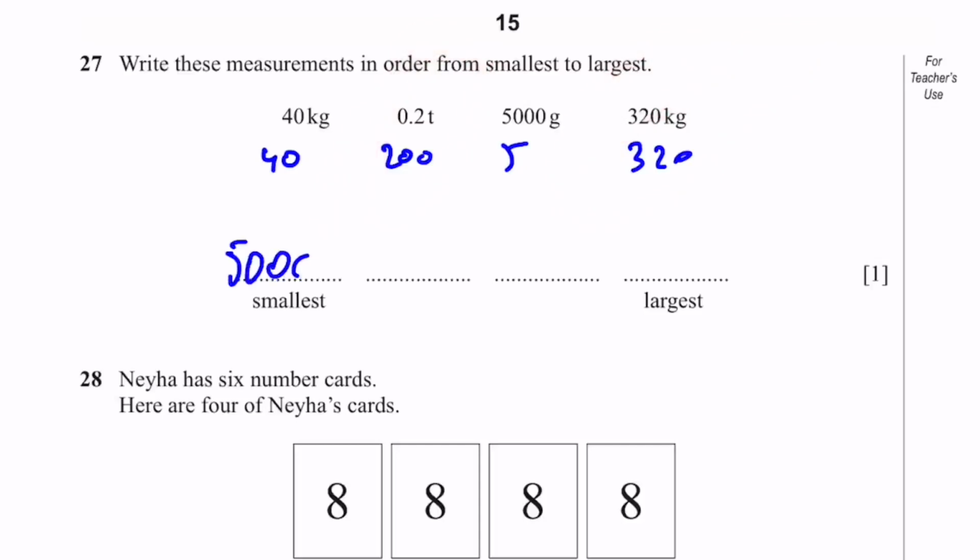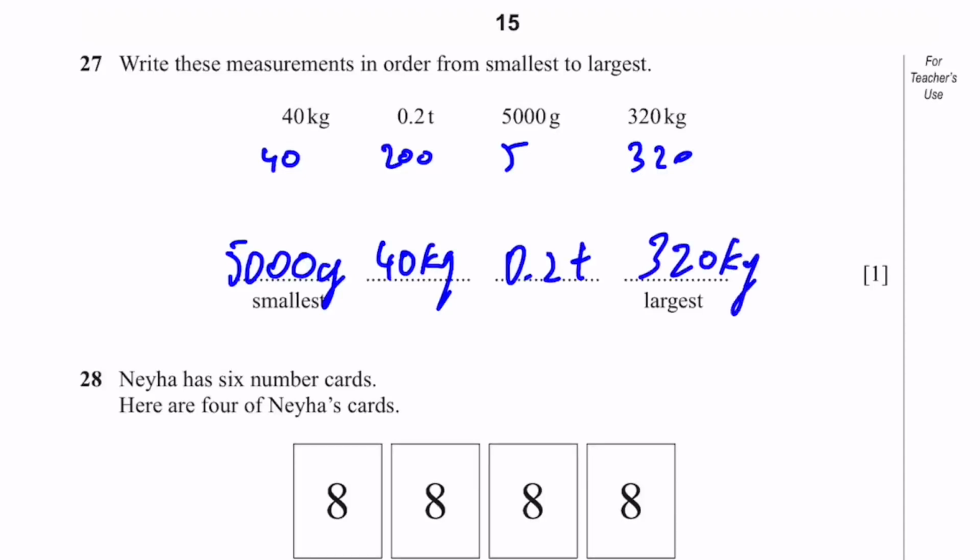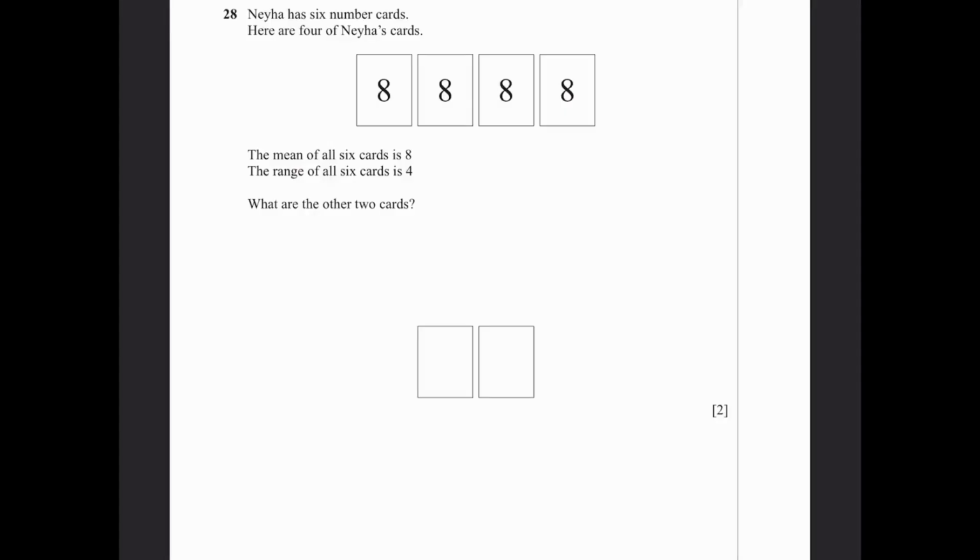Remember, we need to write it in its original form. 5,000 grams, 40 kg, and then we have 0.2 tons, 320 kg. Question 28. Neha has 6 number cards. Here are 4 of Neha's cards. The mean of all 6 cards is 8 and the range is 4. What are the other 2 cards?